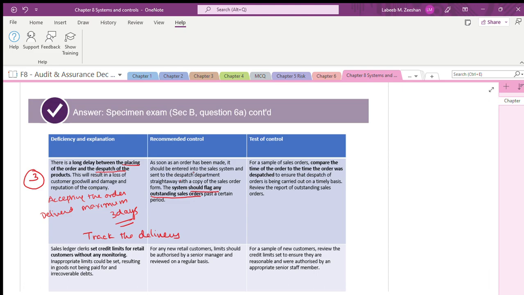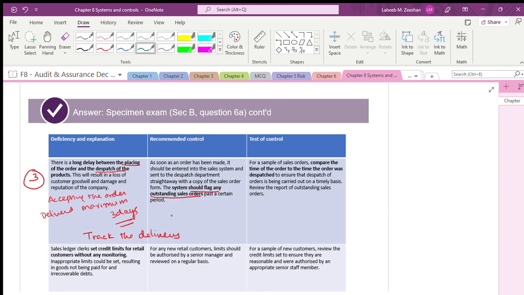The system should say, say, pending orders. The system should mention what are the pending orders. The moment we are saying pending orders, definitely you will focus on those orders. What is the test of control for a sample of sales orders? Compare the time of order and the time of dispatch, so that you can track it.